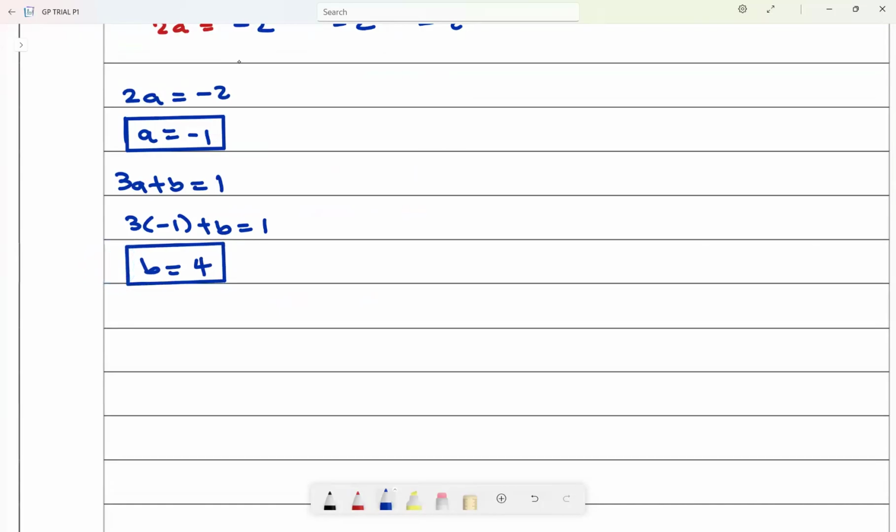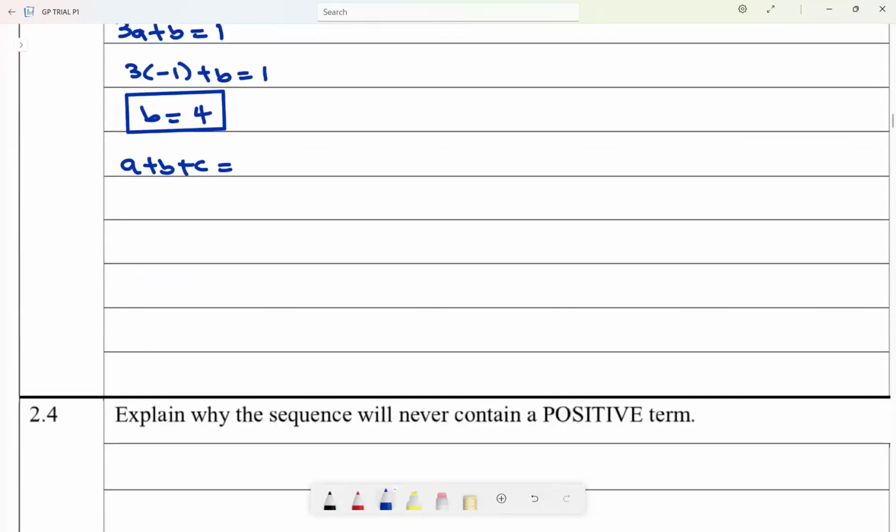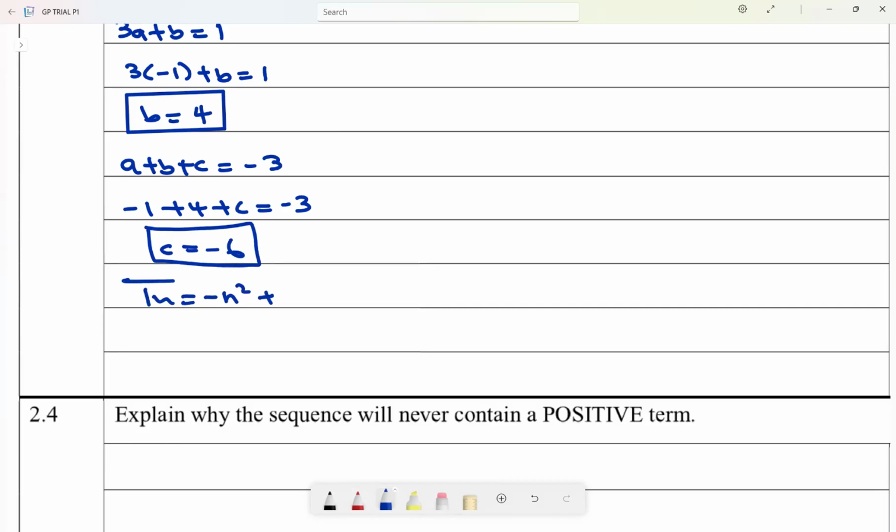Then a plus b plus c is equal to the first term of the quad, which is -3. So I have a to be -1, plus 4, plus c is equal to -3, and the value of c will just beautifully be -6. So the general term Tn is equal to -n squared plus 4n, rather, -6.